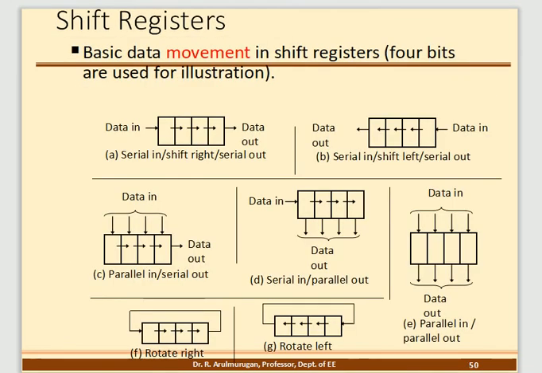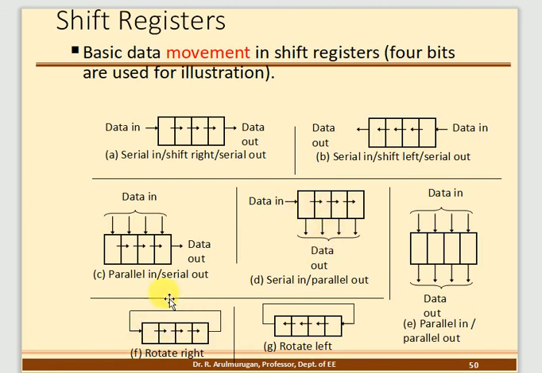Next is the shift register. In a shift register, data is moved from one place to another. How to move? Either by the serial method or the parallel method. So serial input and serial output, left to right or right to left, or parallel input and parallel output, top to bottom. Then there are parallel input with serial output, and serial input with parallel output.